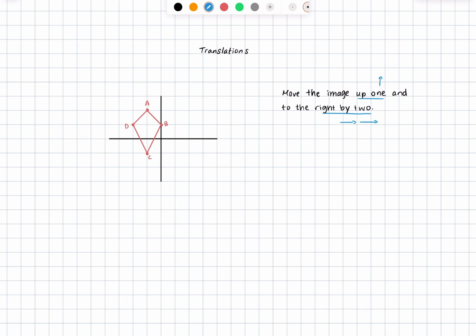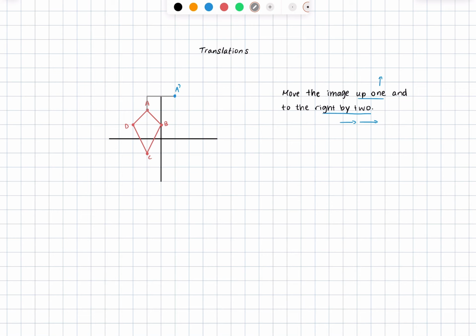So A moves up 1. And then we also have to move it to the right by 2. So 1, 2. So right here, this is our new point A. We're going to call it A prime. And we're going to do the same thing for our B, C, and D values.